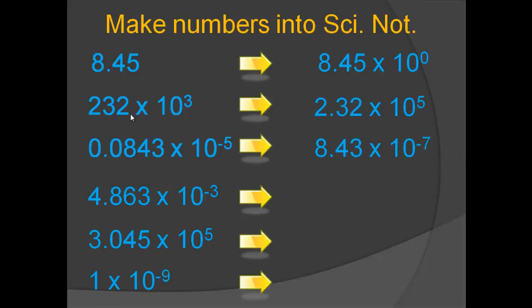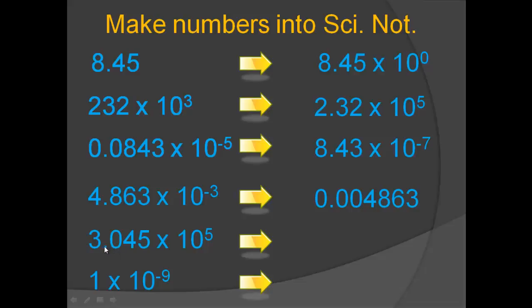These guys now are in correct scientific notation, and I would like you to move them out of scientific notation. So 4.863 times 10 to the negative 3, how would you move that into what we call a floating decimal? The negative tells you that the decimal point is going to go to the left by 3 spots. So the actual number ends up being 0.004863.